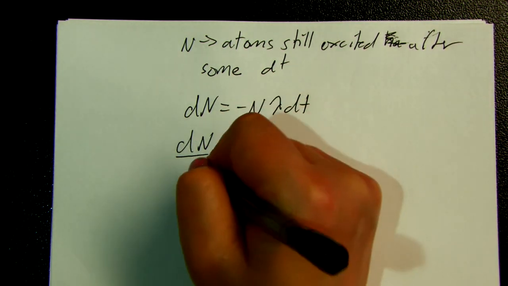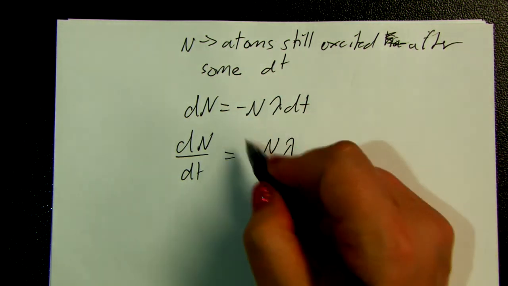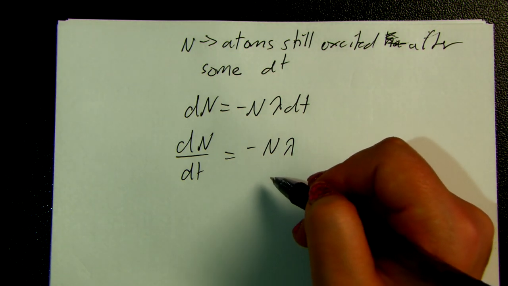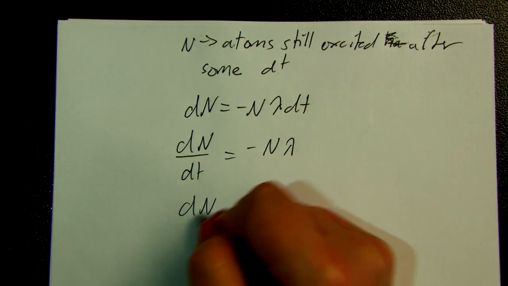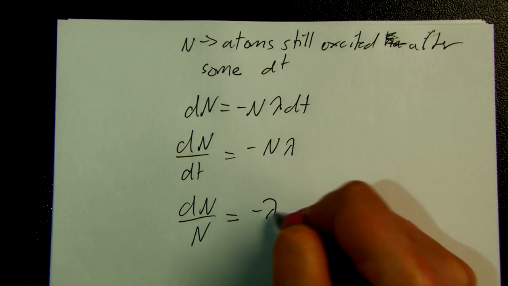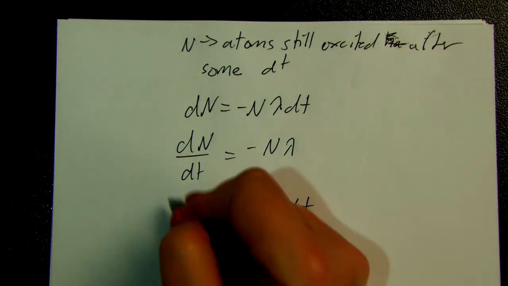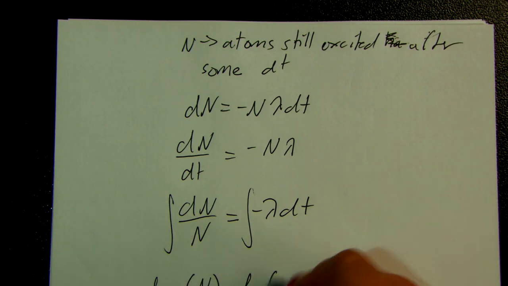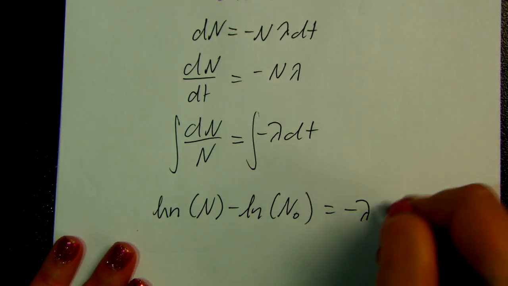So we have dn dt is equal to minus n lambda, where the minus sign is going to indicate that this population is going to get smaller with respect to time. And so we can solve this equation. So we have dn over n is equal to minus lambda dt. So we've moved n over here, dt over here. We integrate both sides, and we end up with the natural log of n minus the natural log of n naught is equal to minus lambda t.